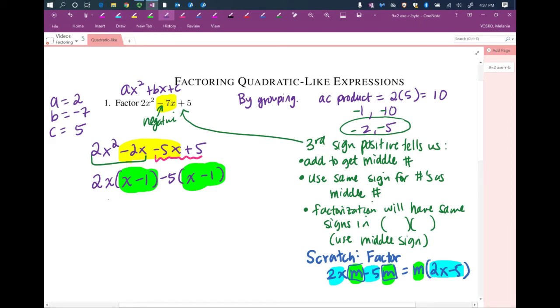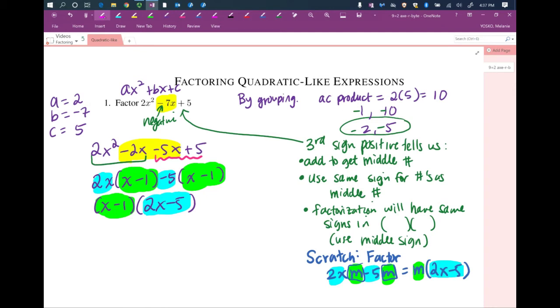So we write down what they have in common, m, but in this case it's x minus 1, and then we read off the rest. So we have 2x minus 5. So 2x minus 5 goes in here. Does that make sense? Then you take a moment and you FOIL it back out and you make sure you get what you started with.